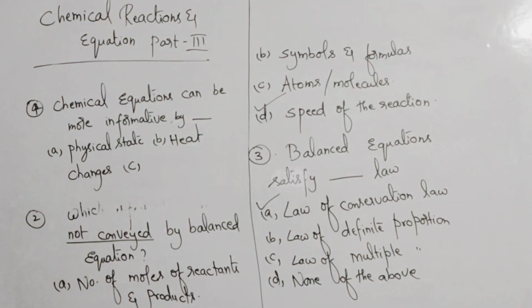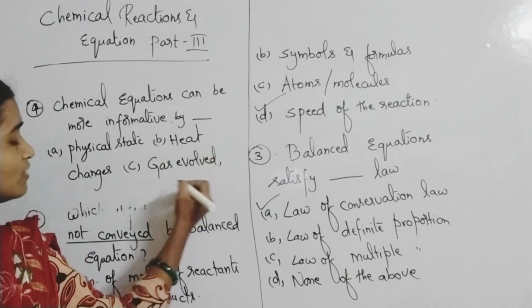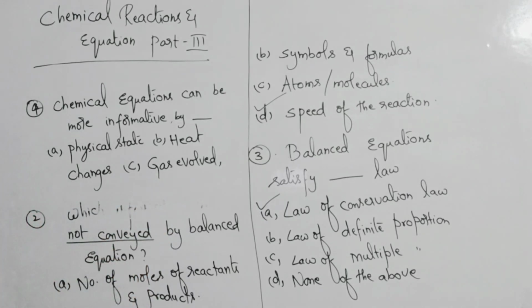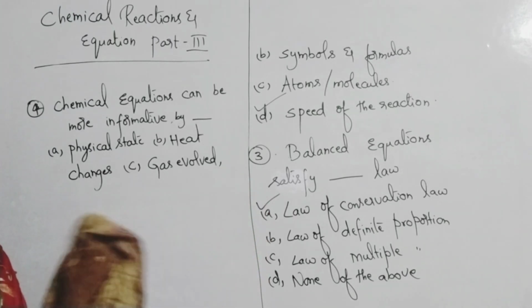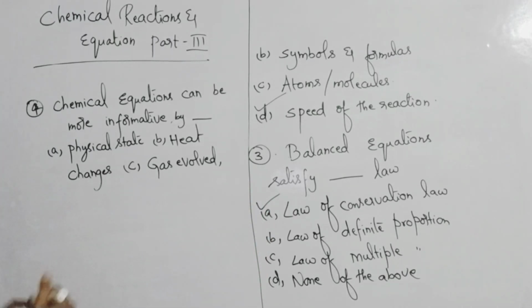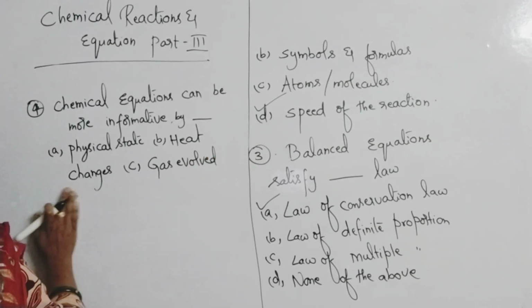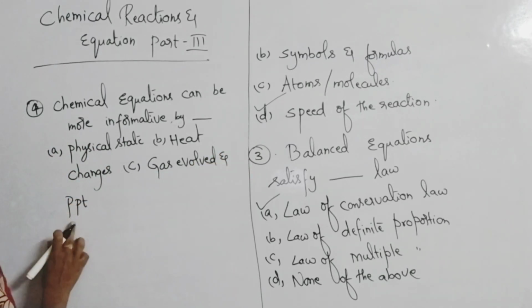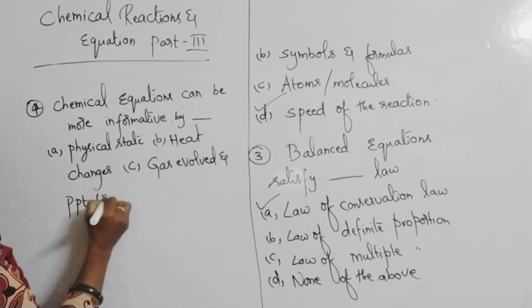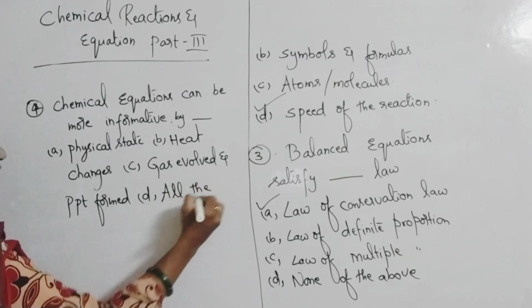And what is the third option given? Gas evolved and precipitate formed. Yes, for gas evolved we use an upward arrow, and for precipitate we use a downward arrow. So that also makes the chemical equation more informative. Option C is gas evolved and precipitate formed, PPT in short. And option D, all the above. So the answer is all the above.